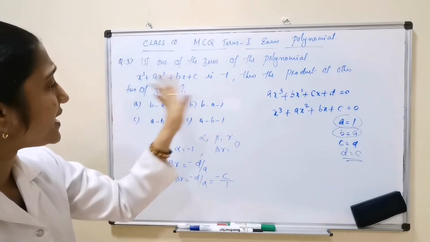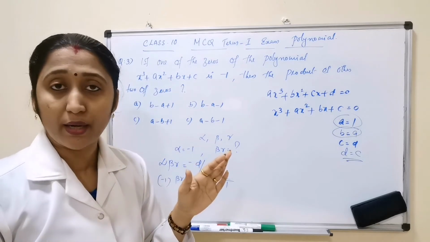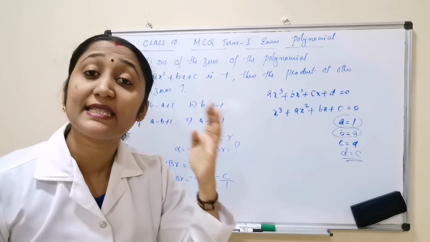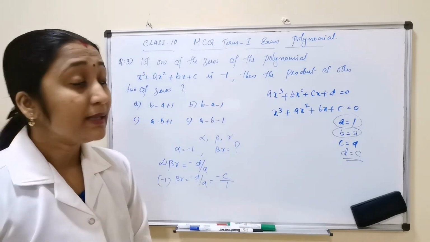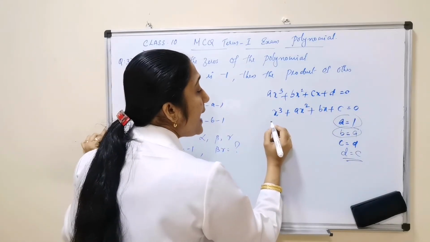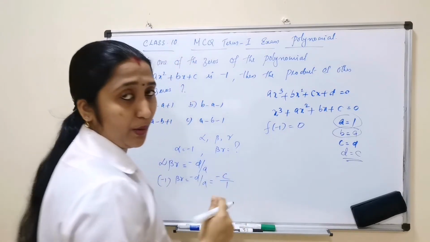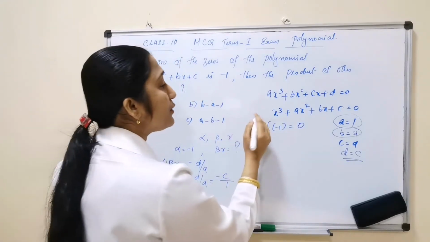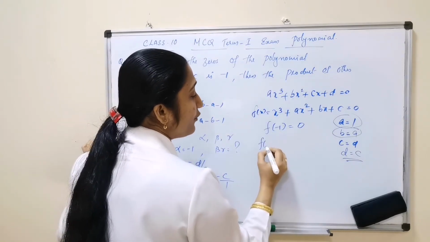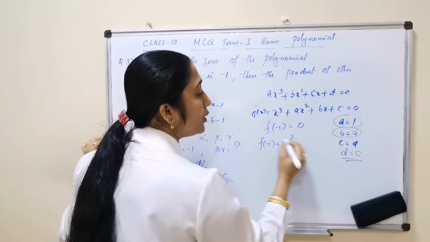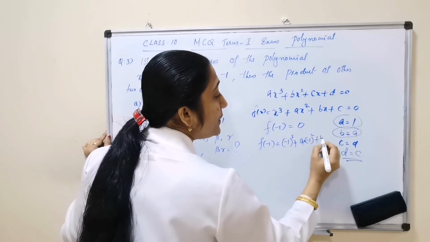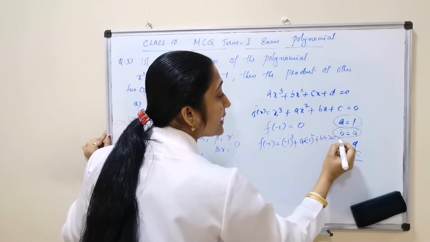The options are given in terms of a and b, but the answer we got is minus c. So we have to find c based on a and b. One of the zeros being -1 means f of -1 equals 0, isn't it? Yes. This is f of x. Substituting, f of -1 equals (-1) cube plus a into (-1) square plus b into -1 plus c, the constant term.